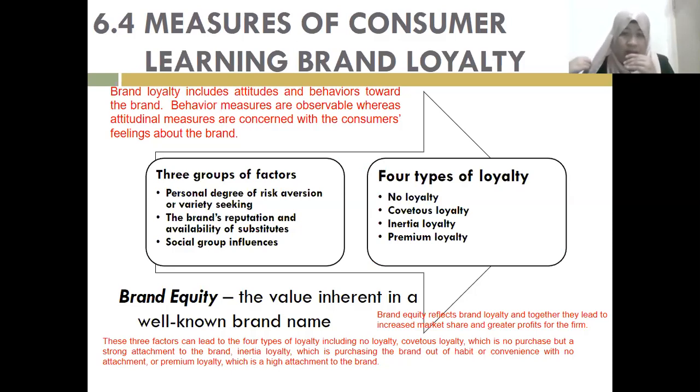If you realize in here, I also give some footnotes in the red color. These three factors can lead to the four types of loyalty, including no loyalty. No loyalty means you're not loyal after all. Covetous loyalty is no purchase but strong attachment to the brand. You do not buy, but you are loyal. You keep saying this brand is very good.